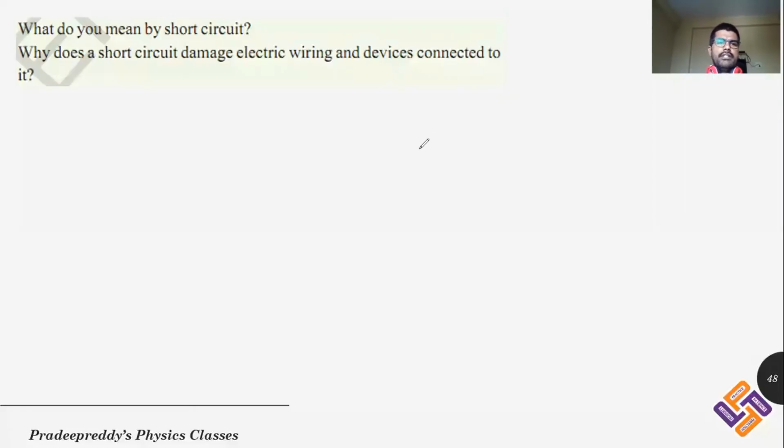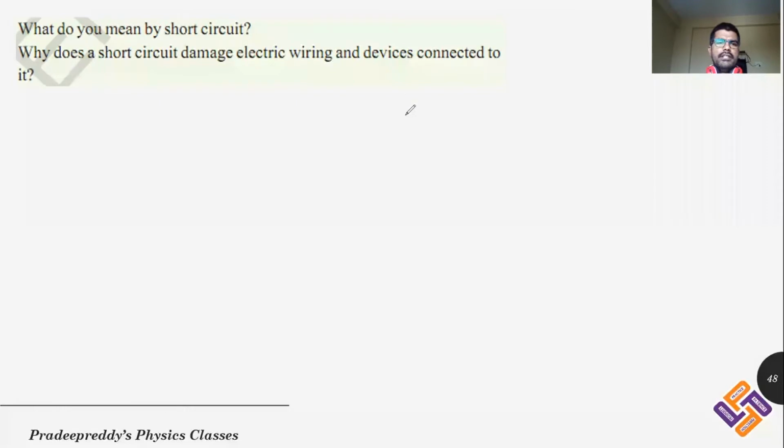In the previous video lecture, we discussed overloading and how to avoid overloading using a fuse. A fuse wire, as it has high resistivity and low melting point, can be used to protect the circuit and save electrical components in an electrical circuit from overloading.